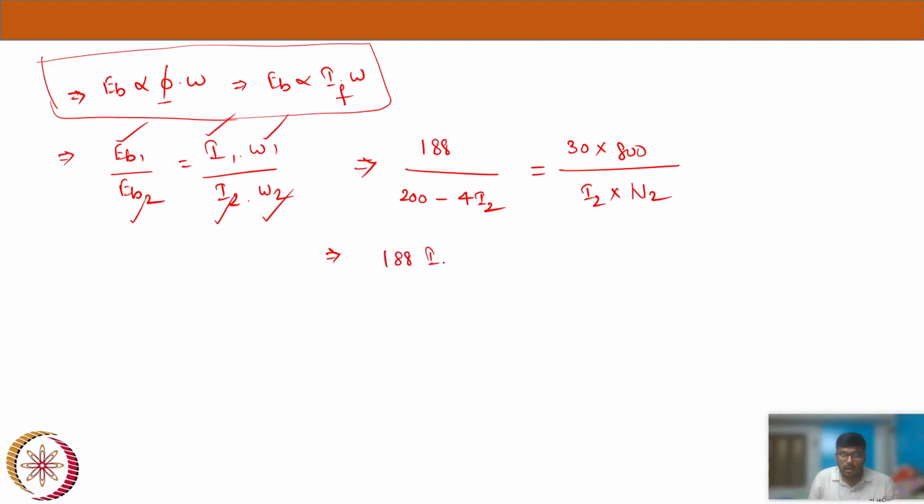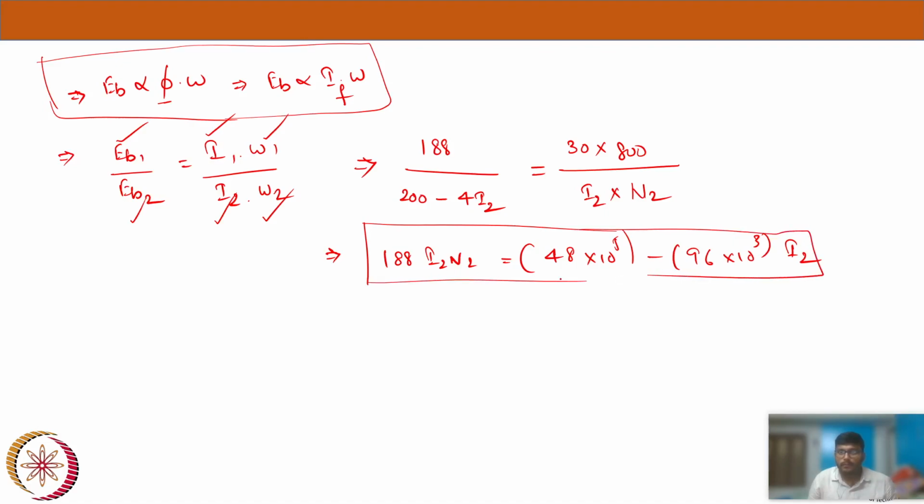188 I2 N2 is equal to 48 into 10 power 5 minus 12 8s are 96 into 10 cube I2. So this is what we have from the equation, from the given data and the back EMF principles, equating that to the given data. This is the equation we got.